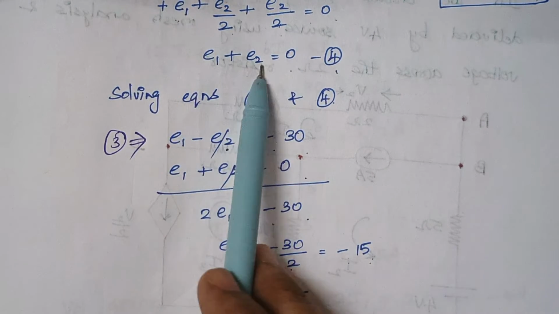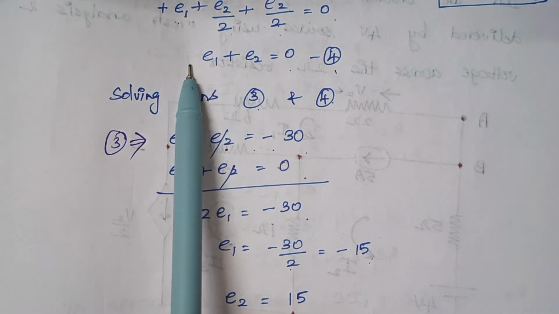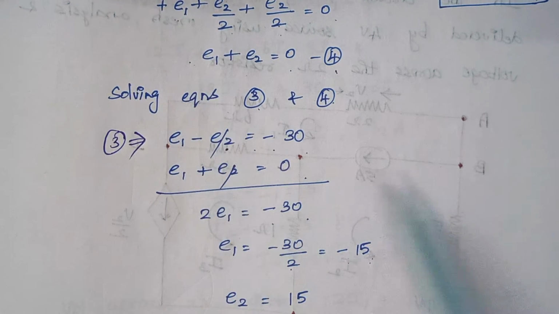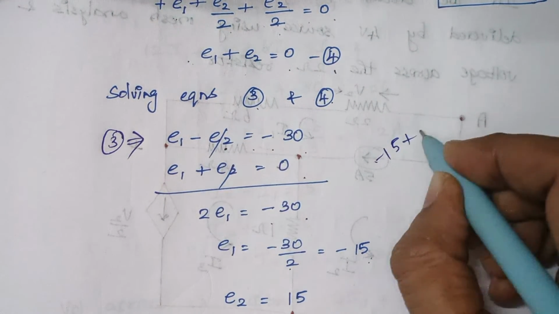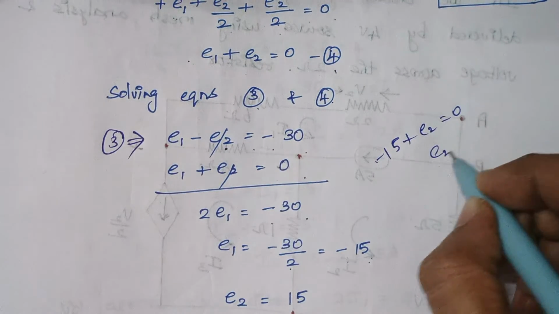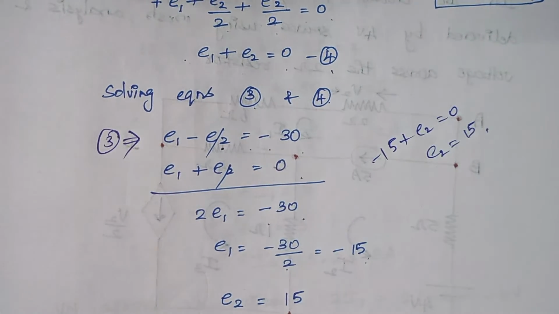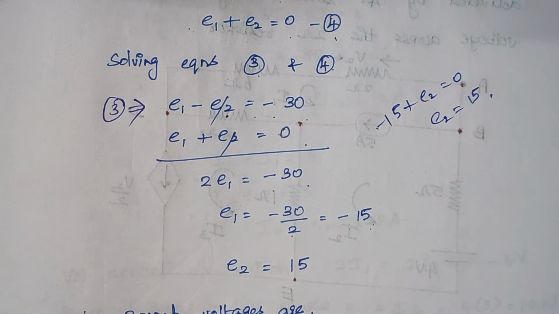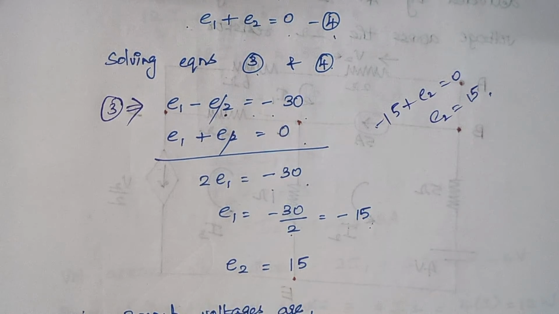When you substitute in this equation, the value of E1 is minus 15. So minus 15, it's simple, right? Minus 15 plus E2 is equal to 0. Therefore E2 will be equal to plus 15. So we have calculated the values of E1 and E2.